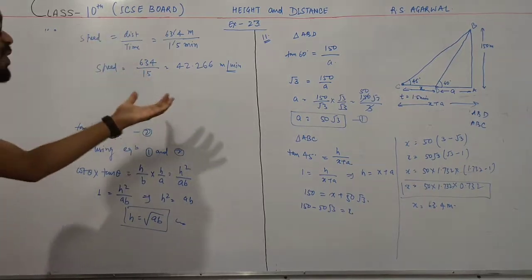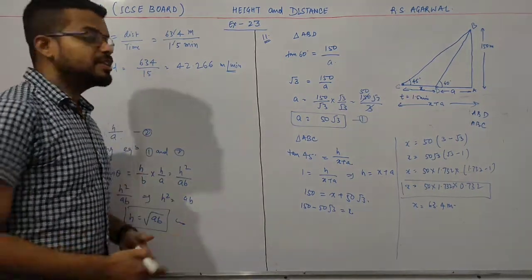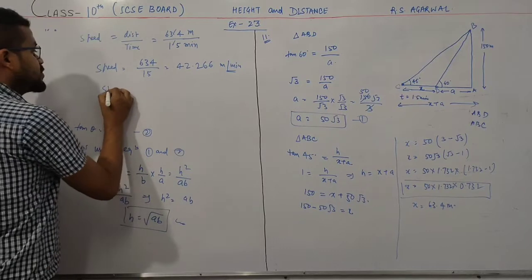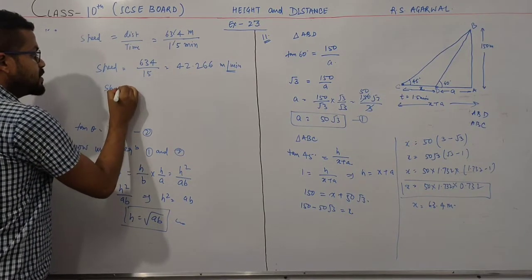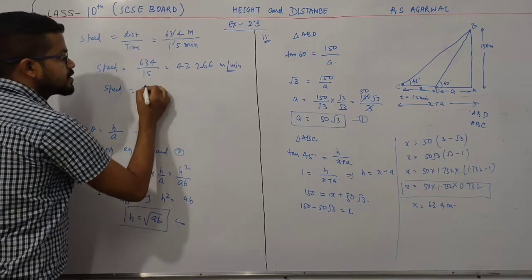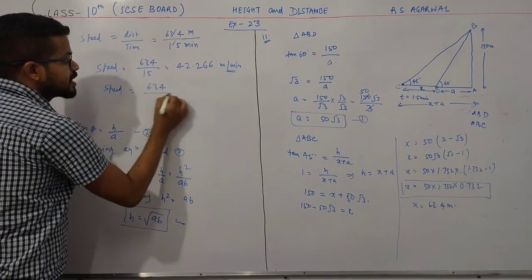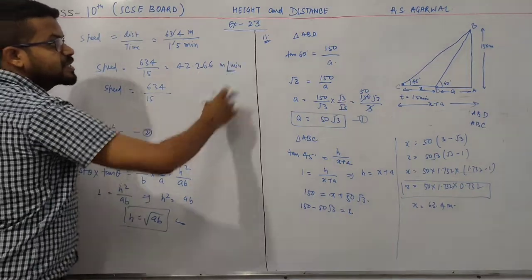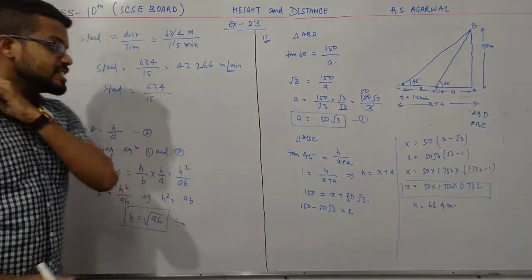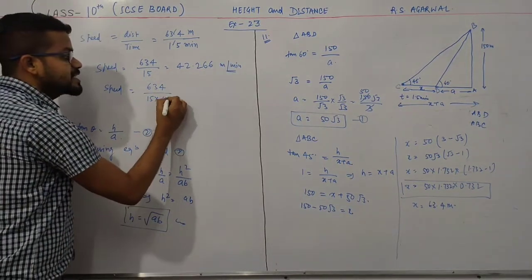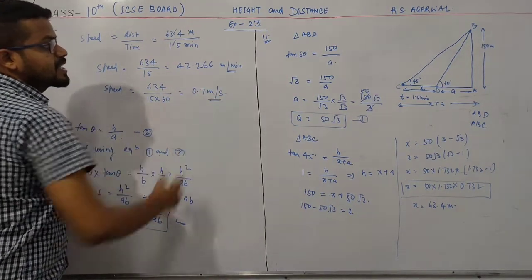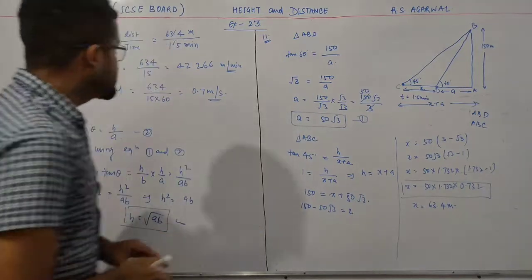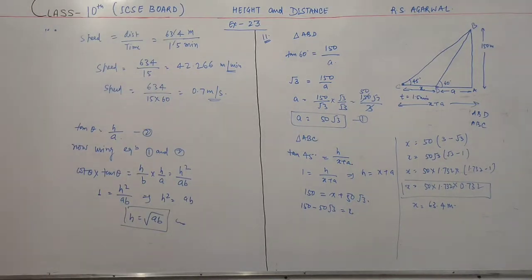Okay, so if you want to change this meter per minute into meter per second, you can also do this. The speed is equal to 634 upon 15 meters per minute. So 1 minute is equal to 60 seconds, so I simply divide by 60, and you can easily get about 0.7 meters per second. Okay. Now come to question number 12.